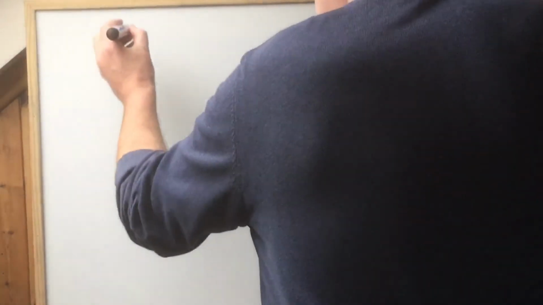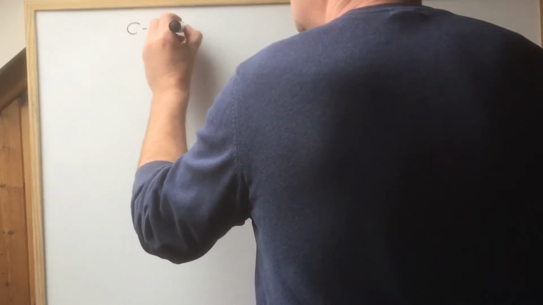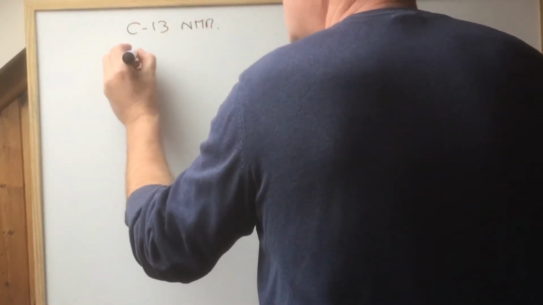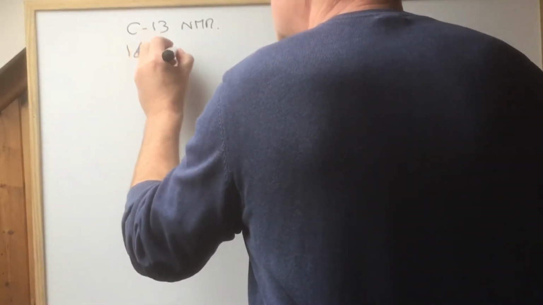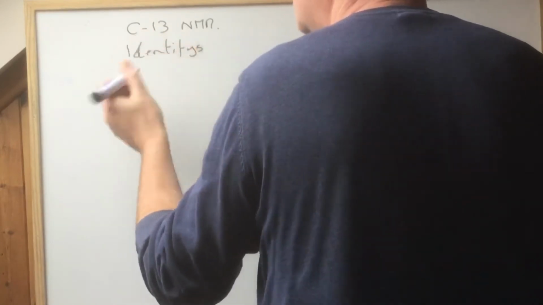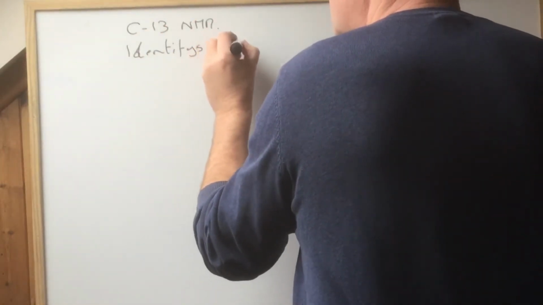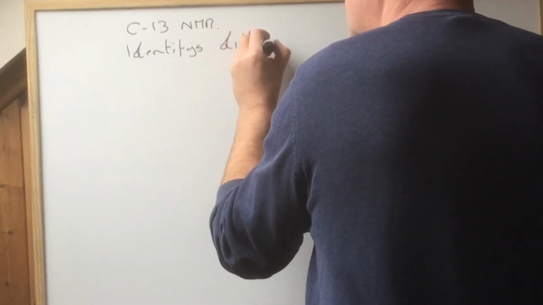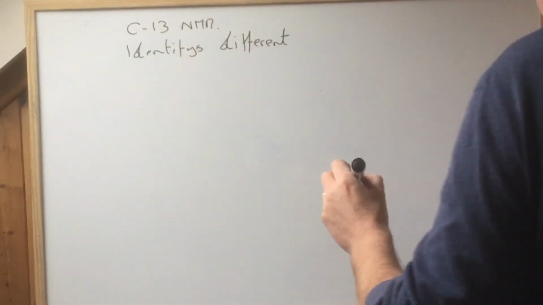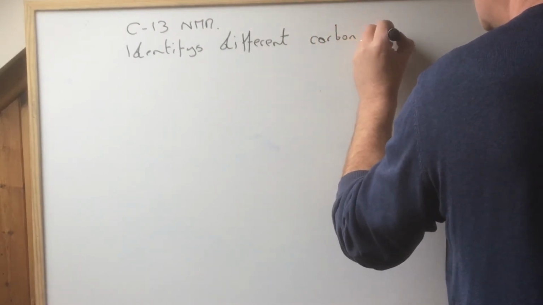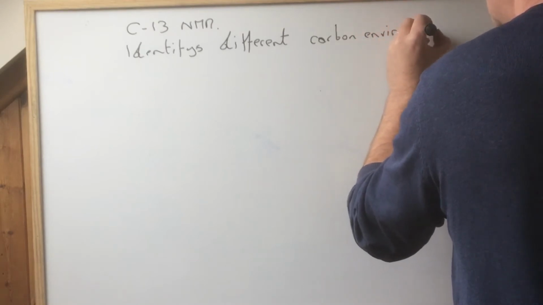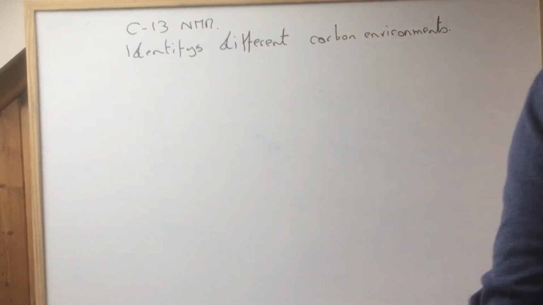Okay guys, sound. Right, so carbon-13 NMR first. What it does is identifies, you must make notes on all this. This is for you to write down. So it identifies different carbon environments. Okay, so let's have a look.